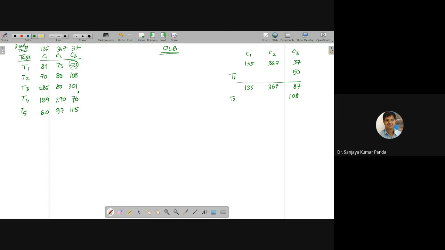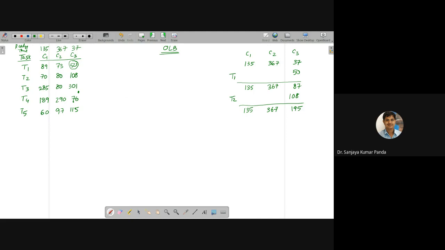Okay. So once you assign T2, again the ready time is not changed for C1 as well as C2, but the ready time of C3 is now changed. So it is 87 plus 108. So we are getting 195. Okay, so now you can see it is successfully assigned T2. That's why you can say the ready time is increased.